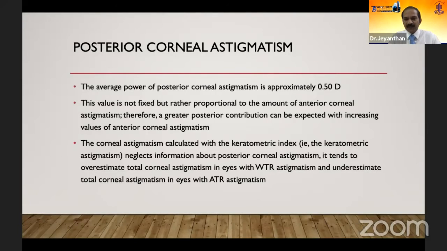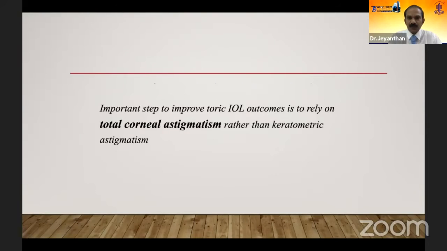The corneal astigmatism calculated with the keratometric index, that is the keratometric astigmatism, neglects information about the posterior corneal astigmatism. It tends to overestimate total corneal astigmatism in eyes with-the-rule and underestimate in eyes with against-the-rule. This happened in the previous case, where the first patient was accepting a toric because it was against the rule, and the second patient was not accepting because it wasn't with-the-rule astigmatism. So not just the magnitude, also the type of astigmatism matters when it comes to the toric IOL.